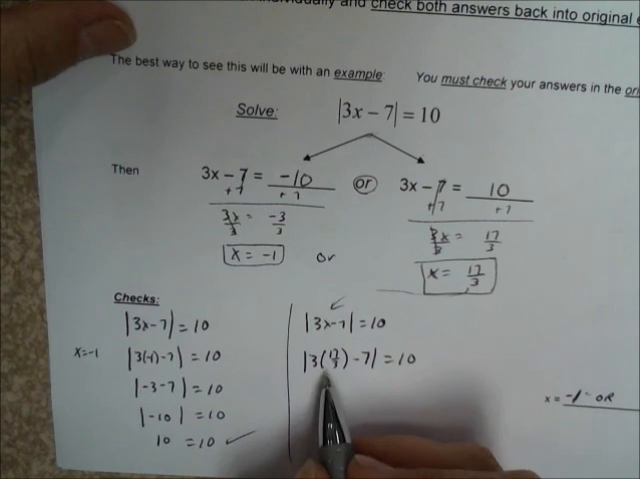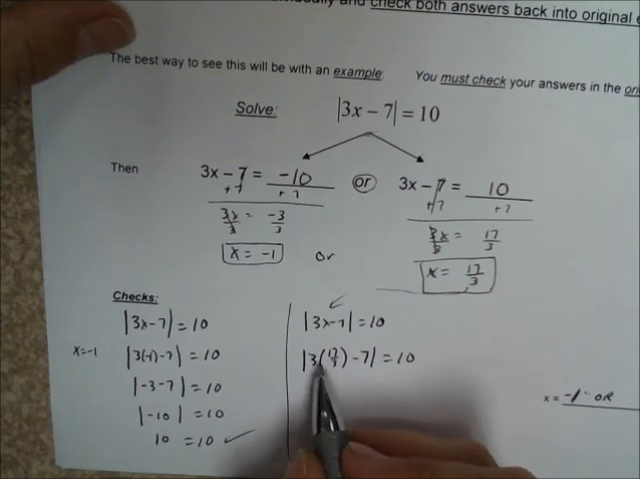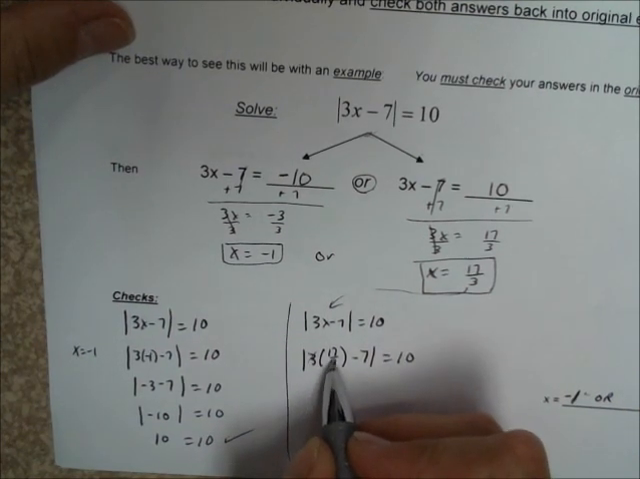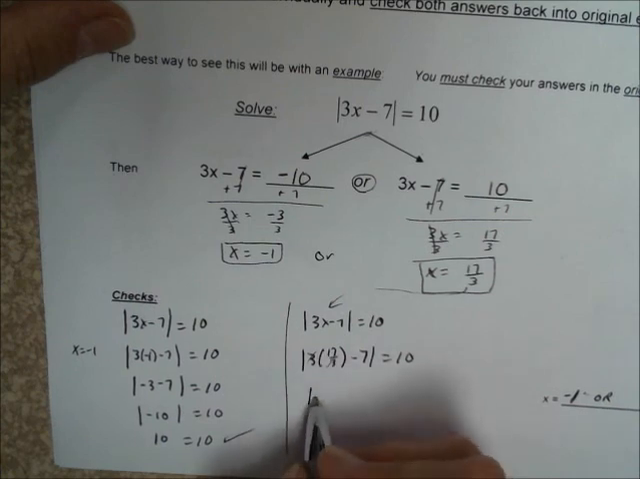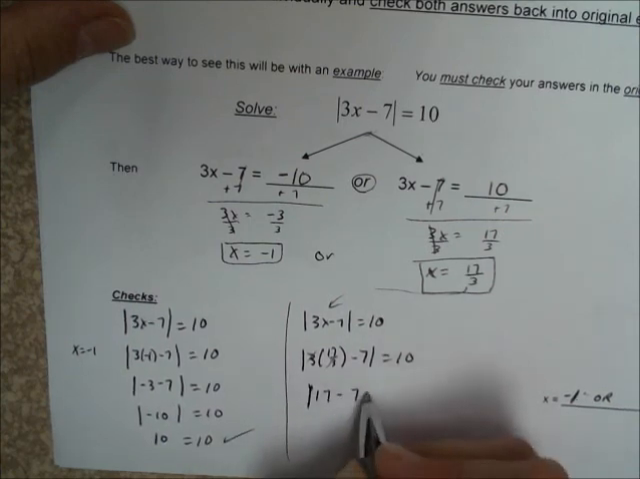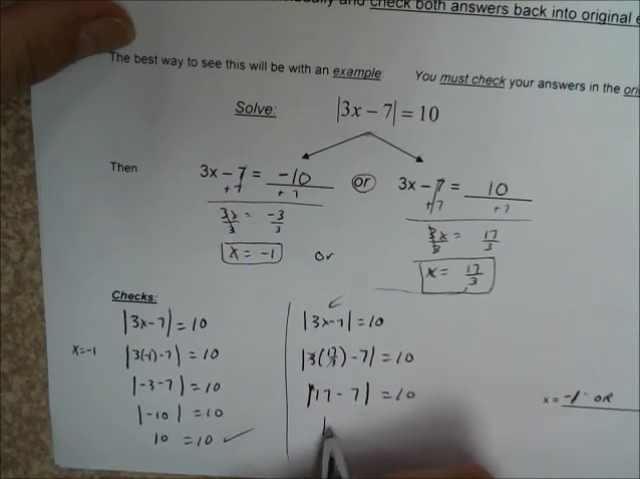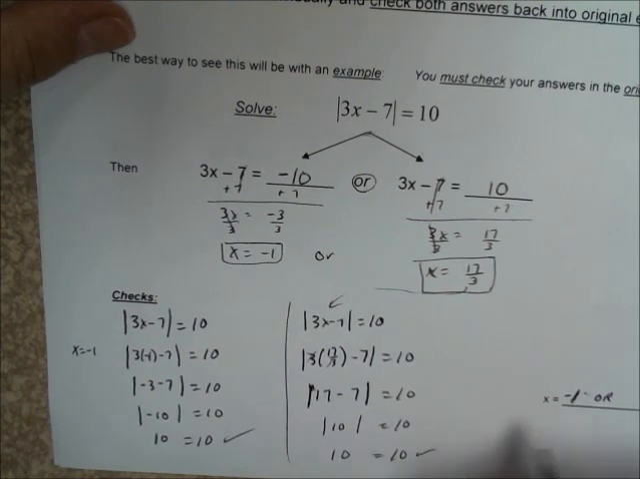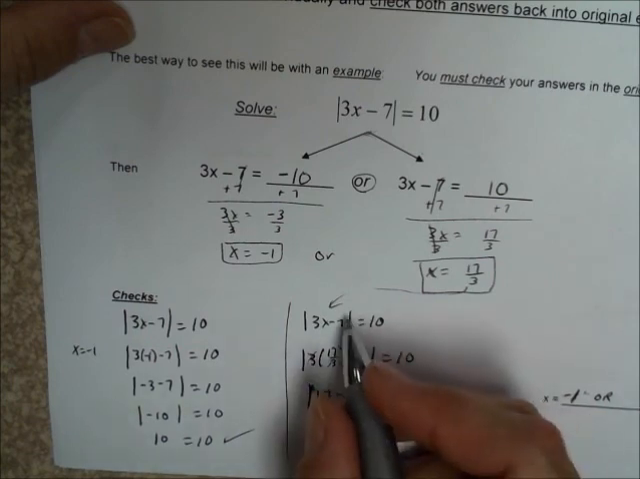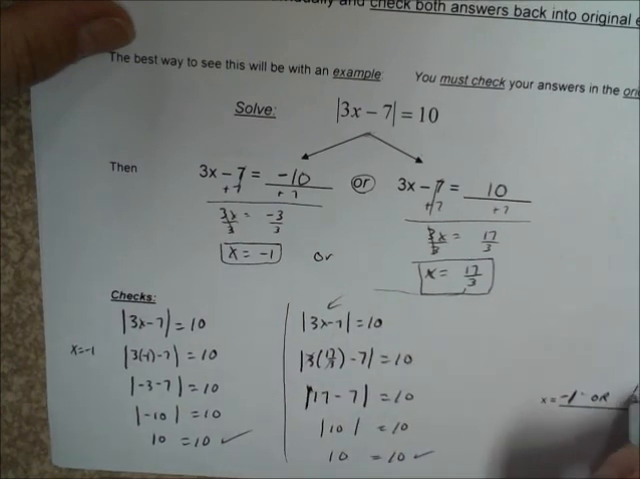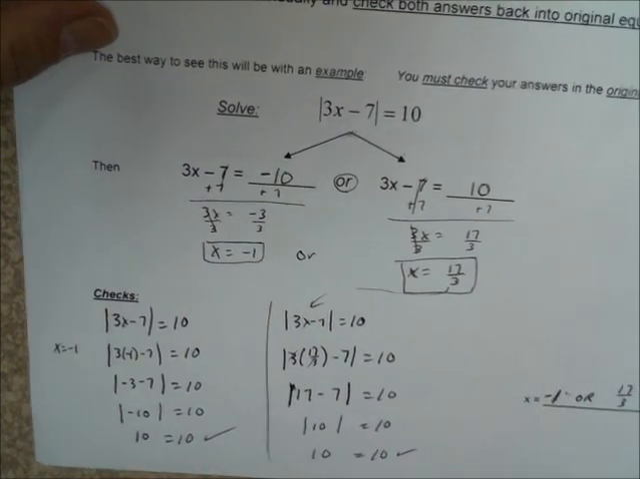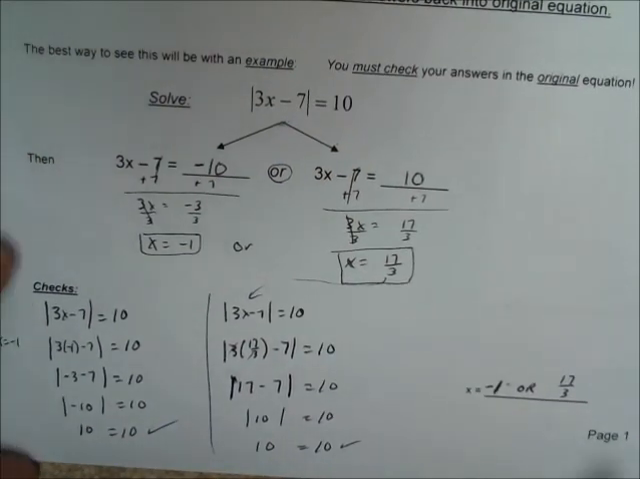Well, if you want to get your calculators out, you can, but 3 times 17 over 3, those 3's are going to cancel, and you're just going to be left with 17 minus 7. Make those absolute value signs a little bit taller. And 17 minus 7 is 10, and the absolute value of 10 is 10, and 10 equals 10, so that checks. So negative 1 is one of the answers, and 17 over 3 is the other answer. So you have 2 answers to this problem.